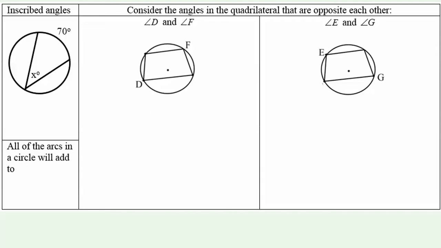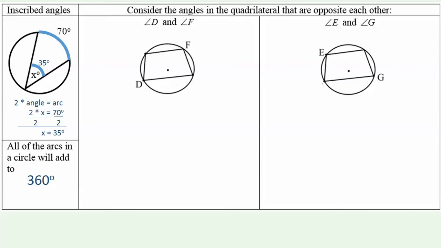Last time, we talked about something called an inscribed angle. That is an angle whose vertex is on the circle. Well, we learned that if we take that angle and the arc across from it, 2 times the angle will equal its arc. So 2 times x will equal 70 degrees. To solve for x, we divide both sides by 2, and we find that the angle is 35 degrees. The next fact that we know is that all of the arcs in a circle will add to 360 degrees.